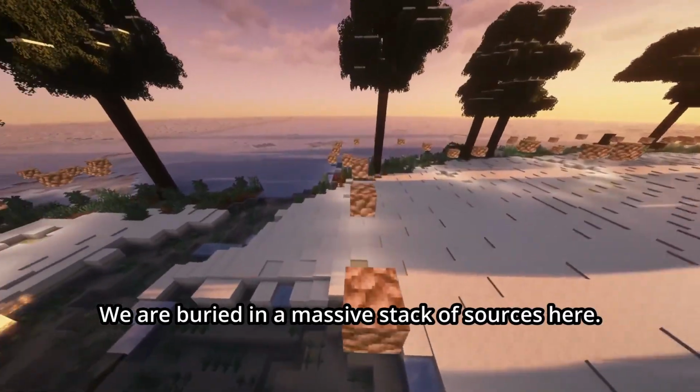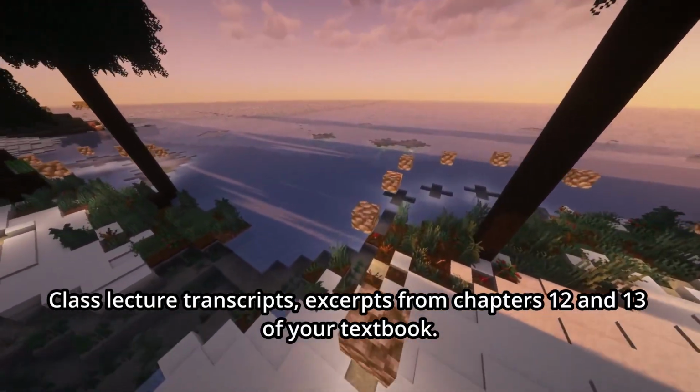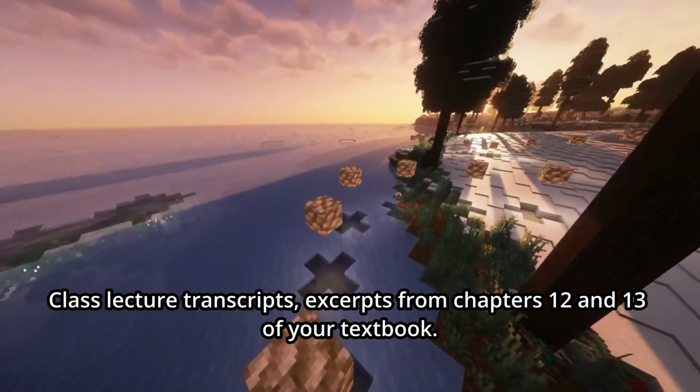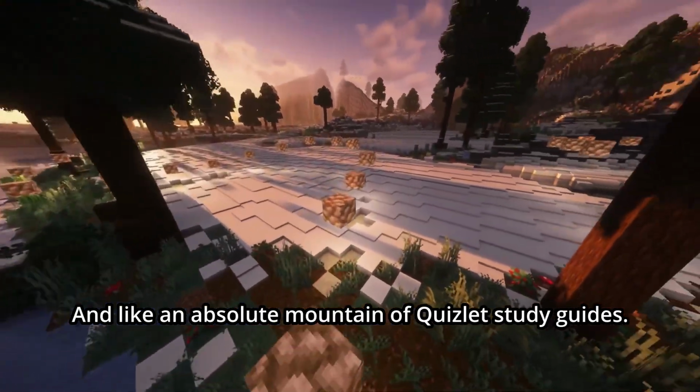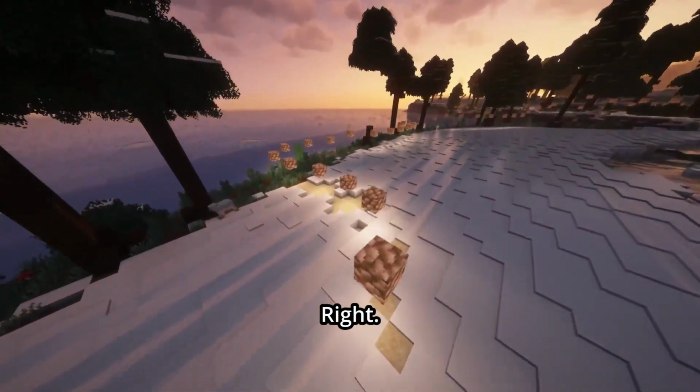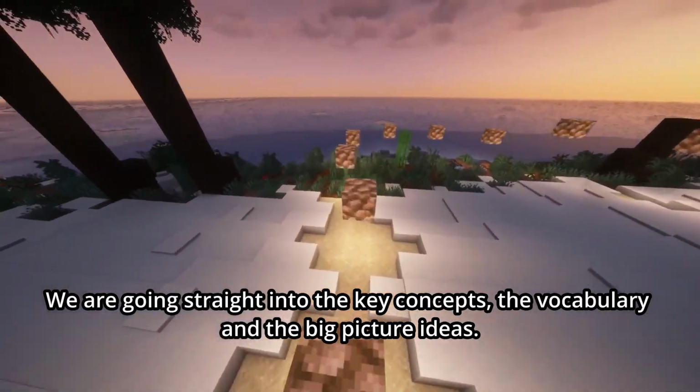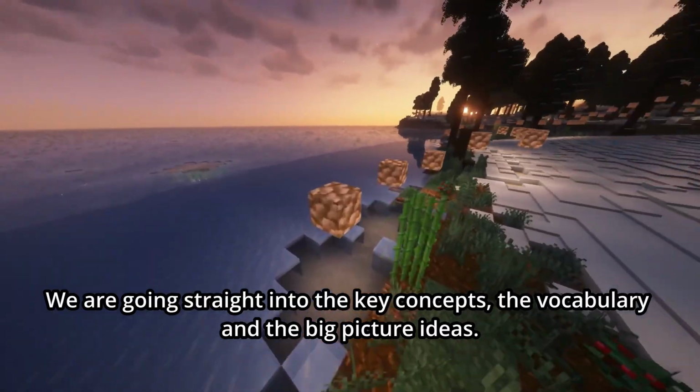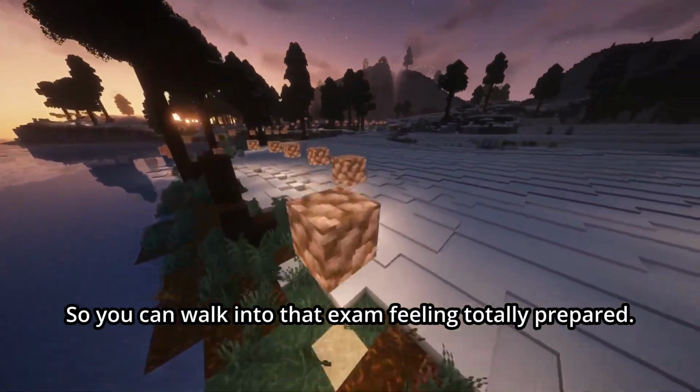We are buried in a massive stack of sources here: class lecture transcripts, excerpts from chapters 12 and 13 of your textbook, and like an absolute mountain of Quizlet study guides. Such a ridiculous amount of flashcards. Right. We are going straight into the key concepts, the vocabulary, and the big picture ideas so you can walk into that exam feeling totally prepared.